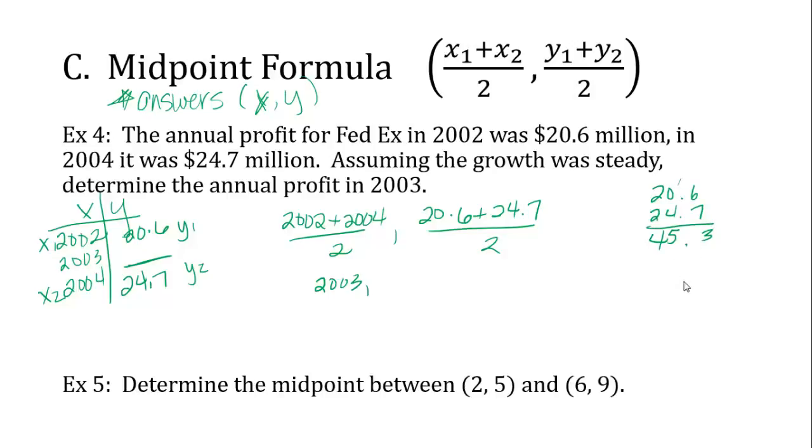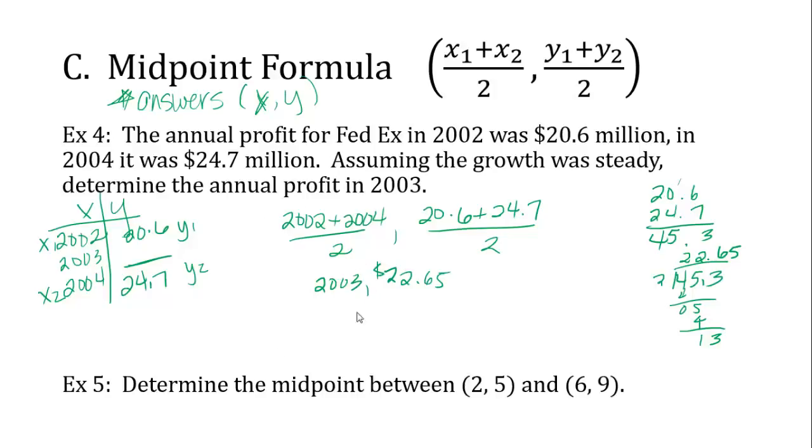So I have 45.3 divided by 2. I get 22.65. Okay. Remember, that represents millions of dollars.